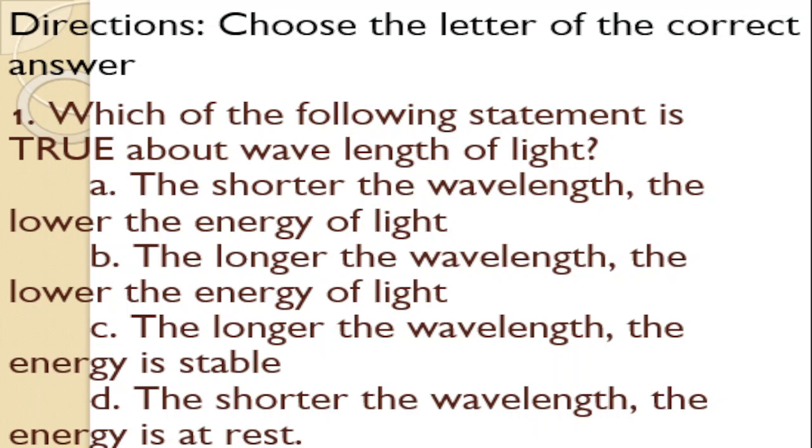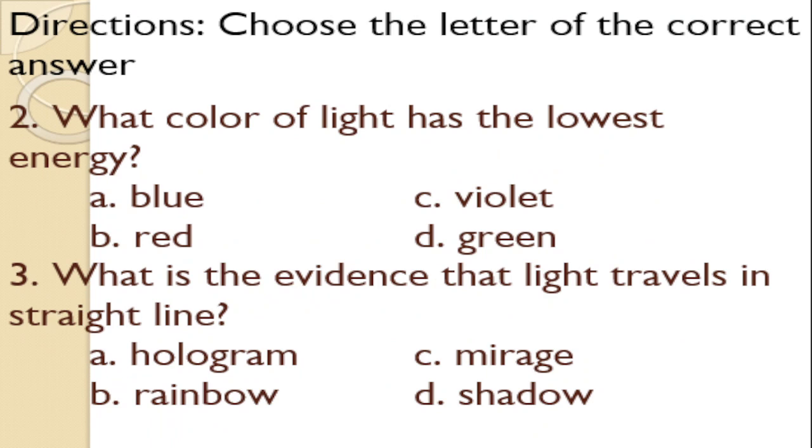From our example a while ago, the longer the wavelength, the lower the energy of light. Because the longer the wavelength, the lower the frequency, the lower the energy, since energy is directly proportional to frequency and inversely proportional to wavelength. And then, what color of light has the lowest energy? If your answer is red, then you are correct. Since red has the longest wavelength, it has the least energy.